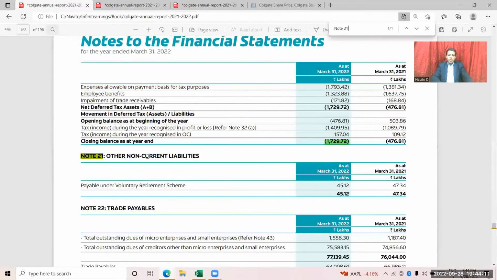Note 21, these are other non-current liabilities. These are payable under voluntary retirement scheme. So on the voluntary retirement scheme, this is the amount which the company is liable to pay. And then we have note 25.